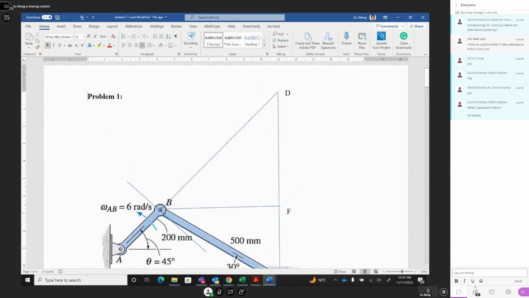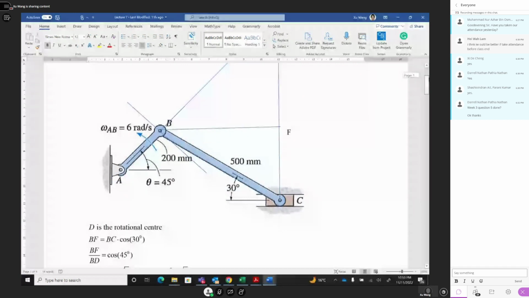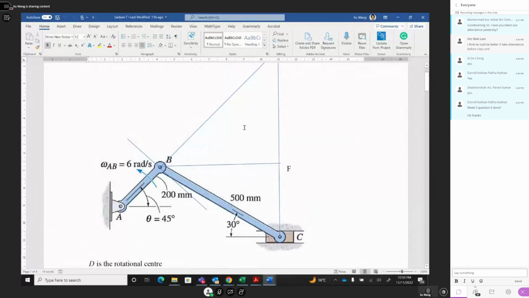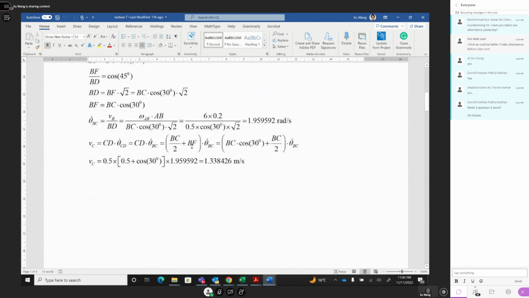DF. DF equal to BF. So CD equal to DF plus FC. DF equal to BF, so equal to BF plus FC. So BF is what? BF is this BC cosine 30 degrees. And FC, what is this one? This one is half of BC, because this is 30 degrees, half of BC. So you write here half of BC plus BF. And BF, we already know is this one.